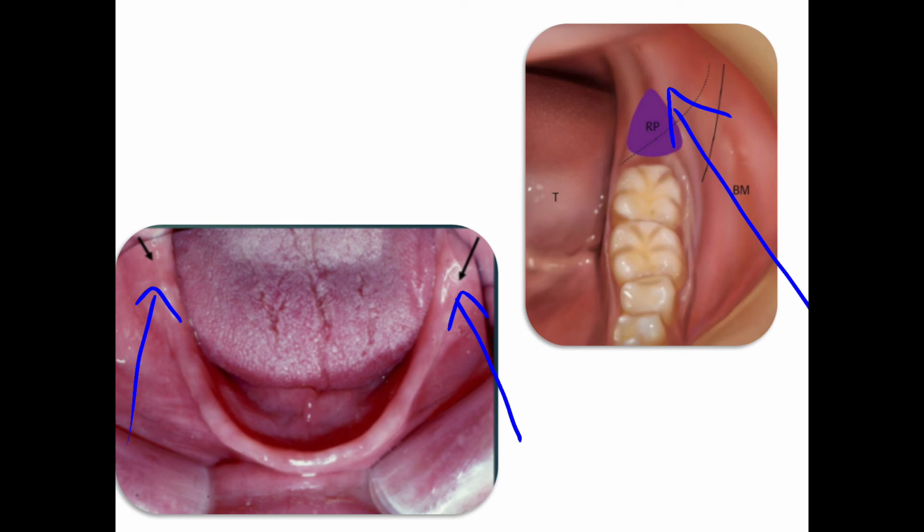And also we have an important thing. We should never ever set a tooth in the area of the retromolar pad. We do not set a tooth in the retromolar pad area. Never ever.